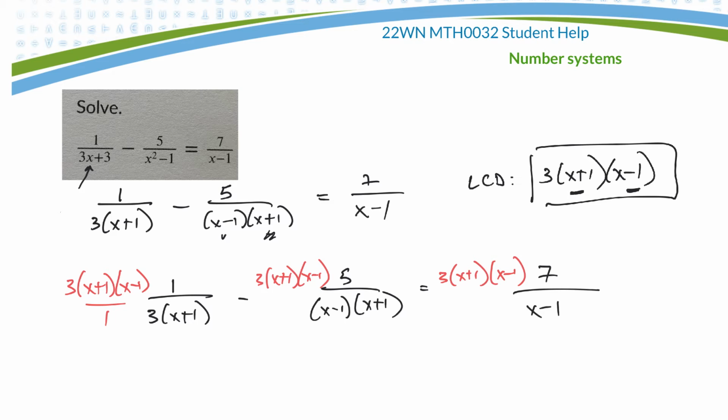Now I can do some canceling. So there's a 3 and an x plus 1. So for this first term, all I'm left with is 1 times x minus 1, or just x minus 1. Okay, minus the x minus 1 gone, x plus 1 gone. So I'm left with 3 times 5, or 15, is equal to the x minus 1's go. Then I'll have 3 times 7 is 21 times x plus 1.